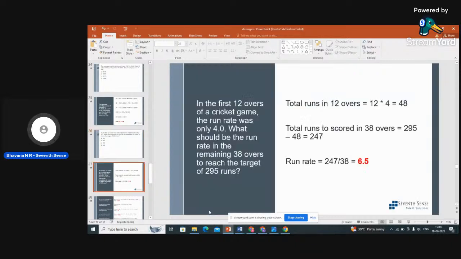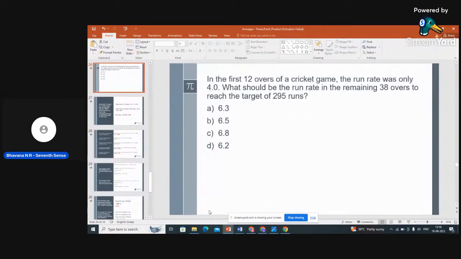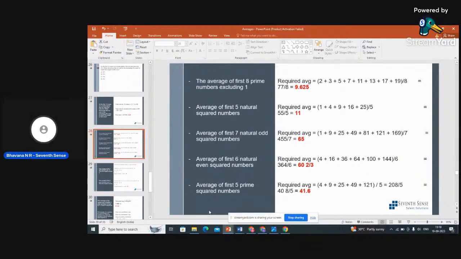So next, see the next question. It's done, right? Okay. The average of the first 8 prime numbers excluding 1. So what is meant by prime numbers? First we need to calculate averages problems and number system problems. You have to know which is a prime number, which is an even number, which is an odd number, and what are natural numbers. So first, what are prime numbers? A number divisible by 1 and itself is known as a prime number.